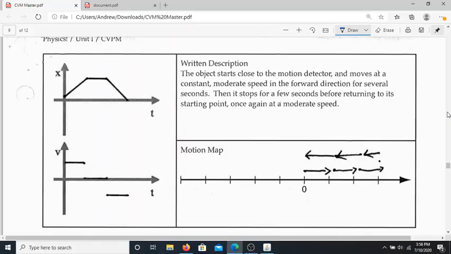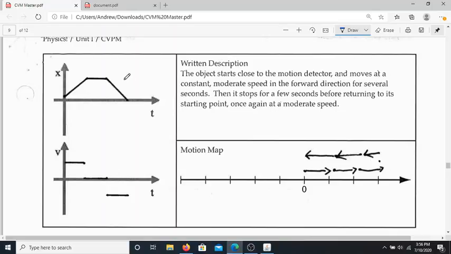All right? This is a question where I didn't explicitly say how to do the velocity graph. I was hoping to see what you'd be willing to experiment with. When we draw this, I usually want to start with the position-time graph because to me that makes it easier. So I'm going to have my object start close to the origin. It's going to move with a constant moderate speed in the forward or positive direction. So I'm drawing just a diagonal line that's moving in the positive direction, just like I have. Then it stops for a few seconds.